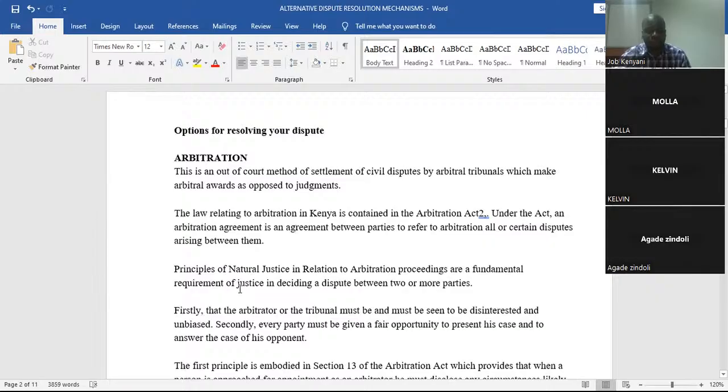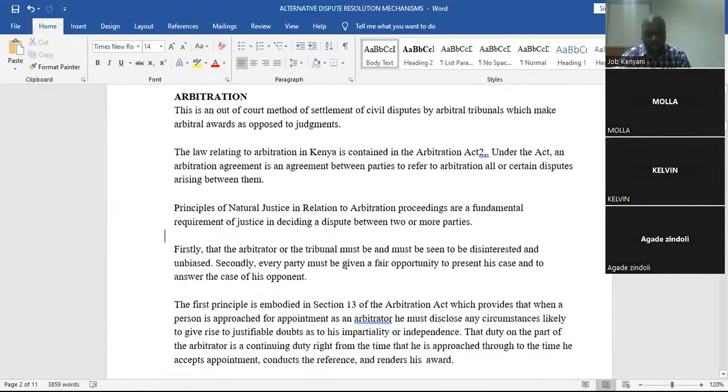Under the Act, an arbitration agreement is an agreement between parties to refer to arbitration all or certain disputes arising between them. Principles of natural justice in relation to arbitration proceedings are fundamental requirements of justice in deciding disputes between two or more parties. These are the right to be heard, the right to present evidence, the right to be represented, the right to a fair hearing, and the right to no form of biasness. Those rights must be applied in resolving the dispute by arbitration.